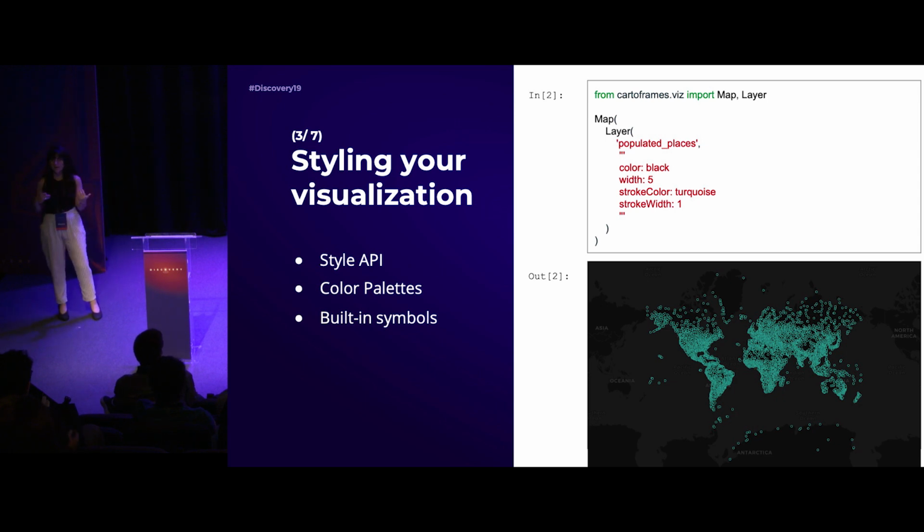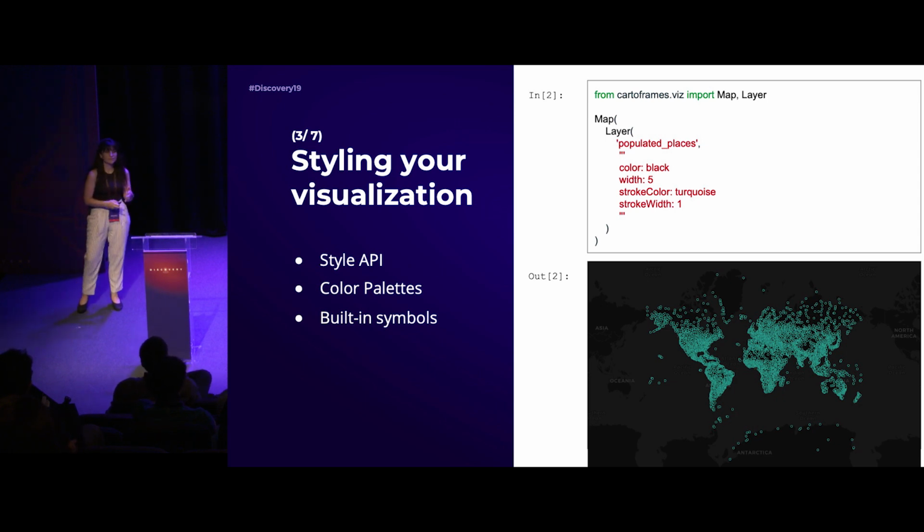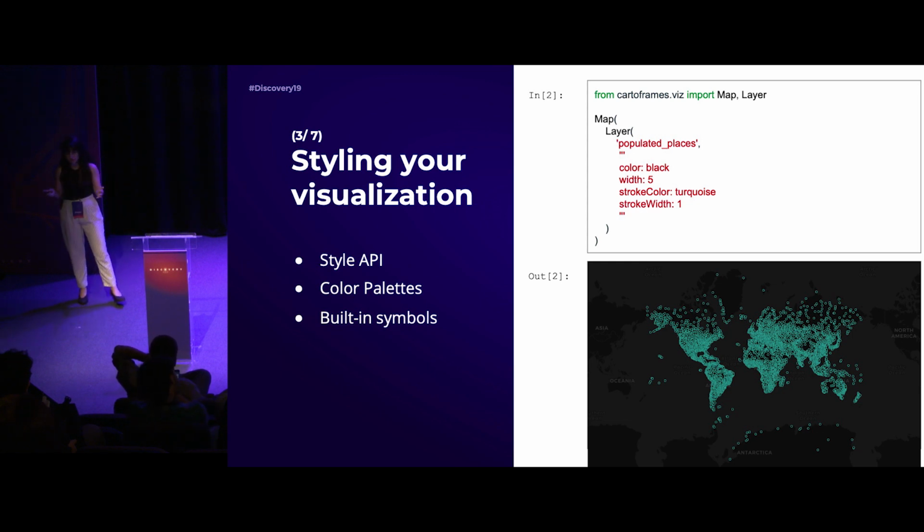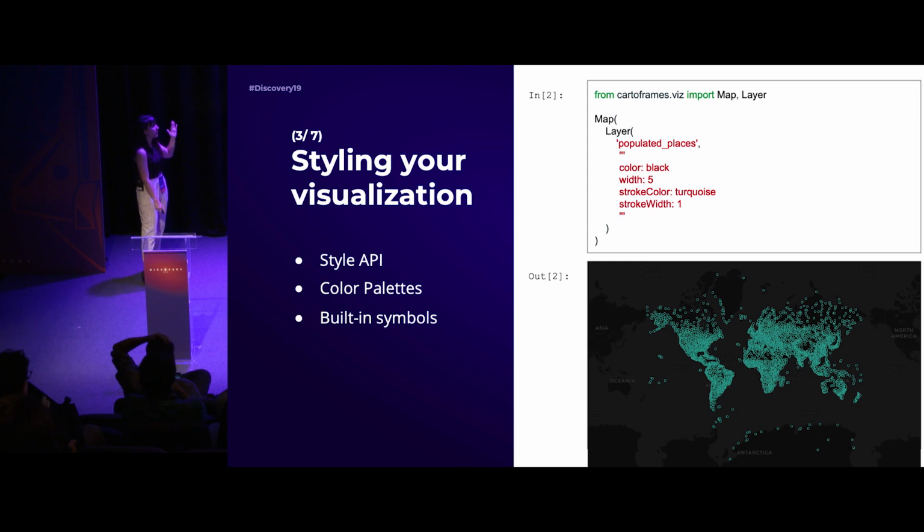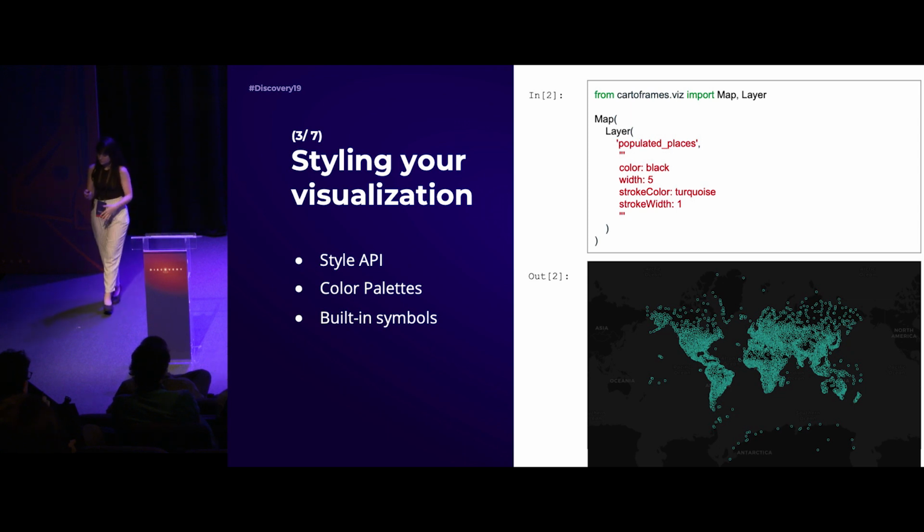OK, so now that we've seen how to load the source, let's style our visualization. For this, CARTOVL allows us, through what we call the vis string, to style our visualization, as we can see right now, by just using a simple string. So in this case, we are setting the color of the features to black, the width to 5, the stroke color to turquoise, and the stroke width to 1. And we've only needed to do it in a very simple string.